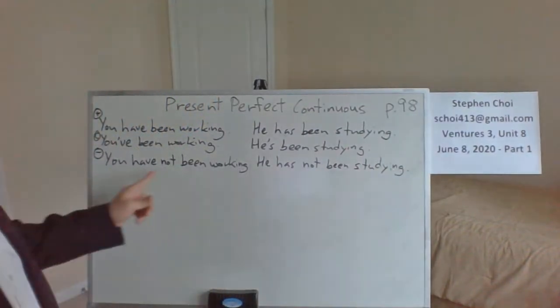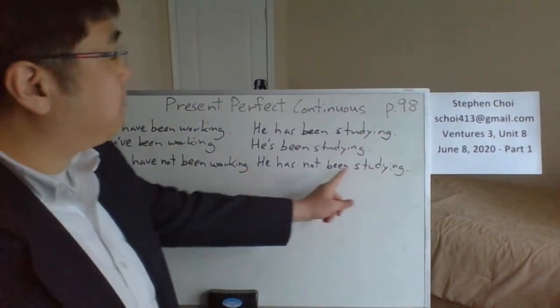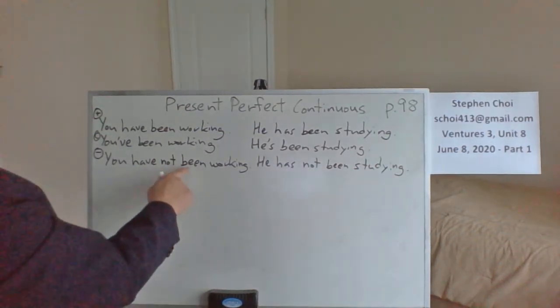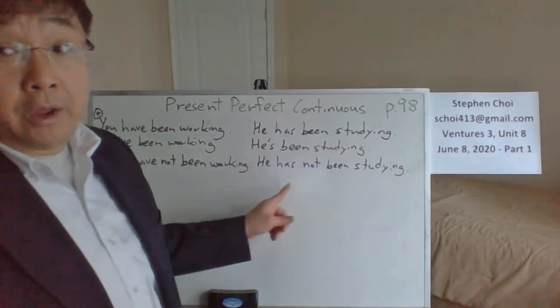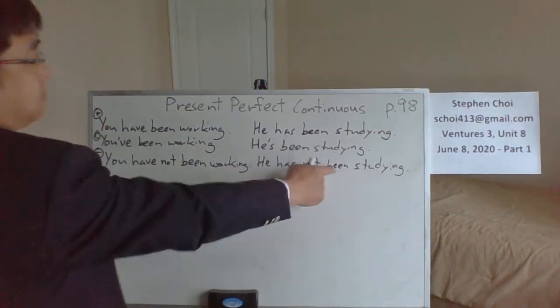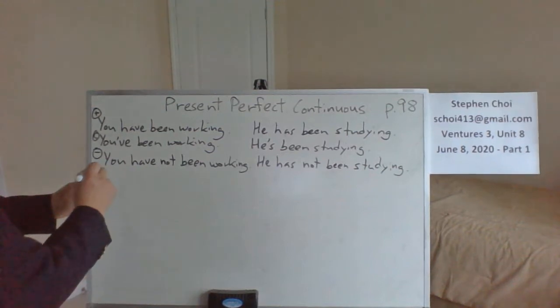Okay, you have not been working. He has not been studying. Okay, so you put the not between the has and the been. Okay, have and the been. Okay, those two auxiliary verbs, you put it between them. Okay, between have and been. Okay, or has and been. All right, how do you contract the negative?